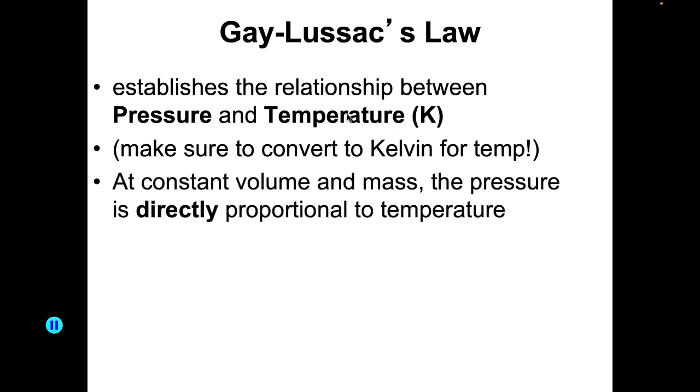What this law says is that at a constant volume and mass, the pressure is directly proportional to temperature, so they both increase and decrease together. So here's our equation. Looks a lot like when we did Charles's law. And I know on your sheet there's a triangle that shows the formula. If that doesn't make sense, come talk to me and I'll help you understand how that triangle works on your cheat sheet. This one says pressure 1 over temperature 1 is equal to pressure 2 over temperature 2.